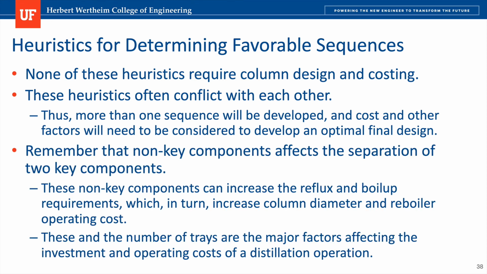Remember that non-key components affect the separation of 2 key components. These non-key components can increase the reflux and boil-off requirements, which in turn increase column diameter and reboiler operating cost. This is really common when you have light gases like hydrogen or carbon dioxide. You try to separate those before you send them into a distillation column because they're gases, and their boiling points are so different from the key components that you're trying to separate. They tend to increase the condenser duty and the reboiler duty, depending on where they go. This and the number of trays are the major factors affecting the investment and operating cost of a distillation column.